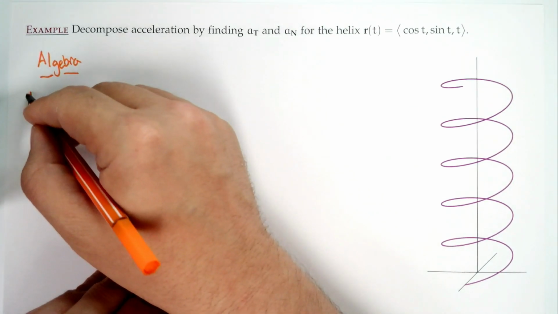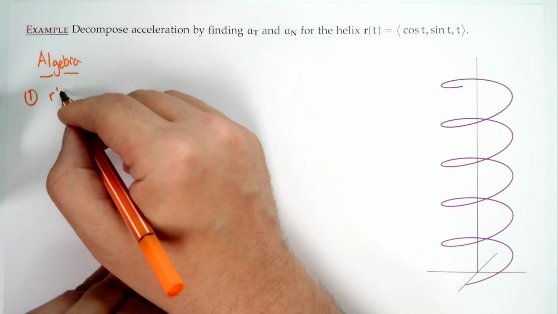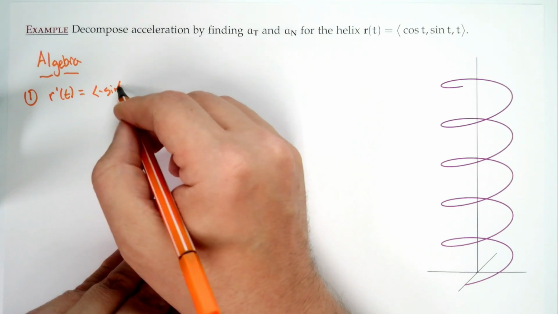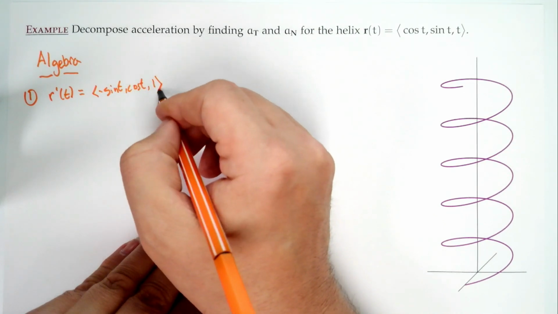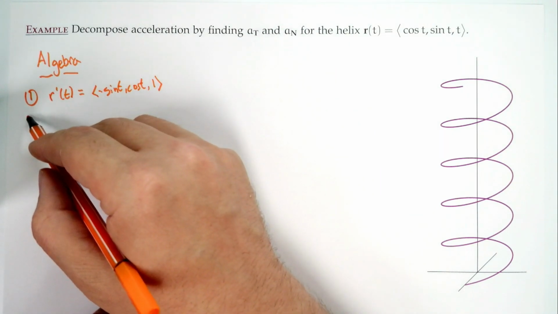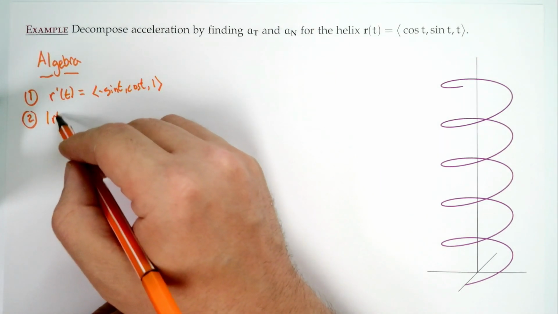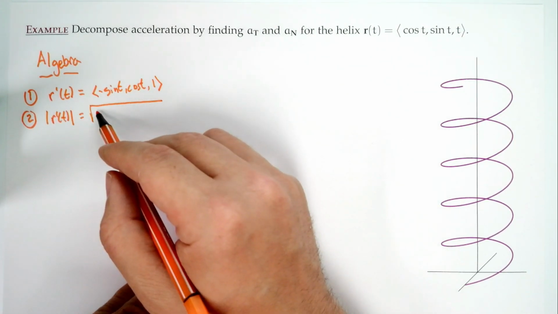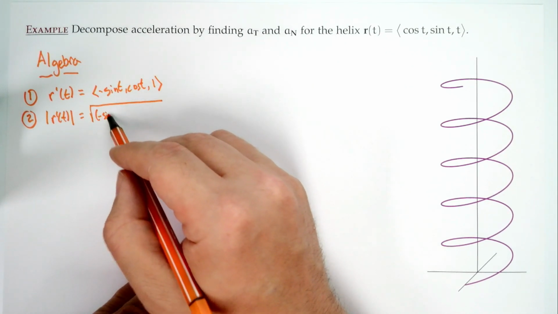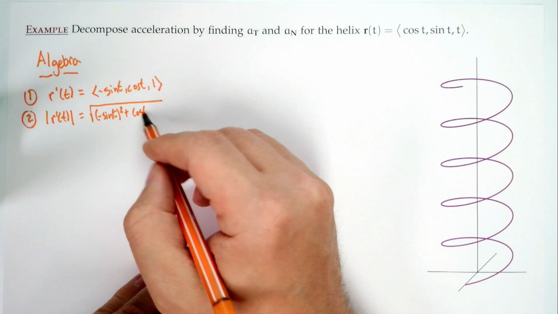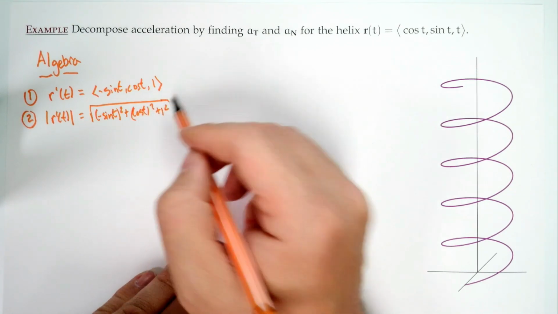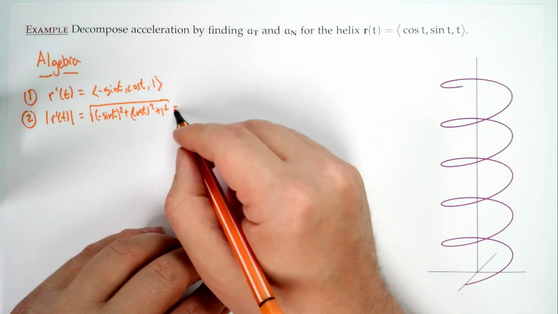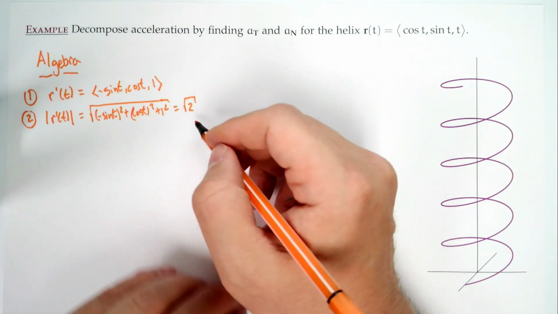Let's walk through it. Step 1. We want to find r prime of t. All right, for us, it's negative sine t, cosine t, 1. Good. Now, after that, you're going to find the magnitude of r prime of t. So that's going to be the square root of negative sine squared plus cosine squared plus 1 squared. Now, of course, we should be suspicious, and oftentimes we're going to choose examples where things simplify nicely, and this is one of those times. So this is square root of 2.